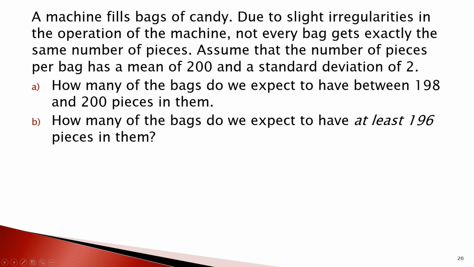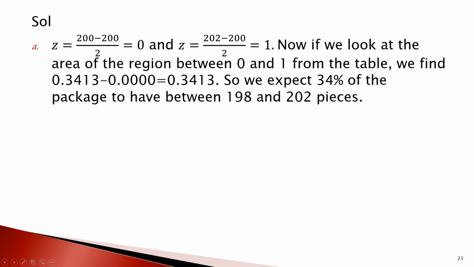Between 198 and 200. Now the question is, what is the percentage of the data which falls between 0 and 1 in the Z table? If we go back to the Z table, we can find the area between 0 and 1 from that table, and it is going to be 0.34.